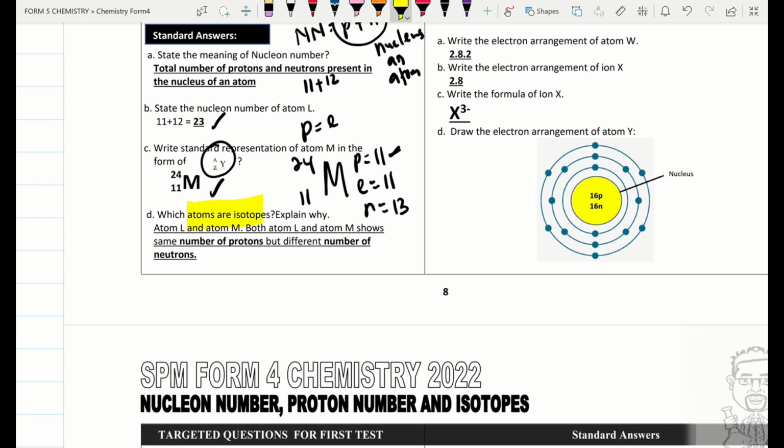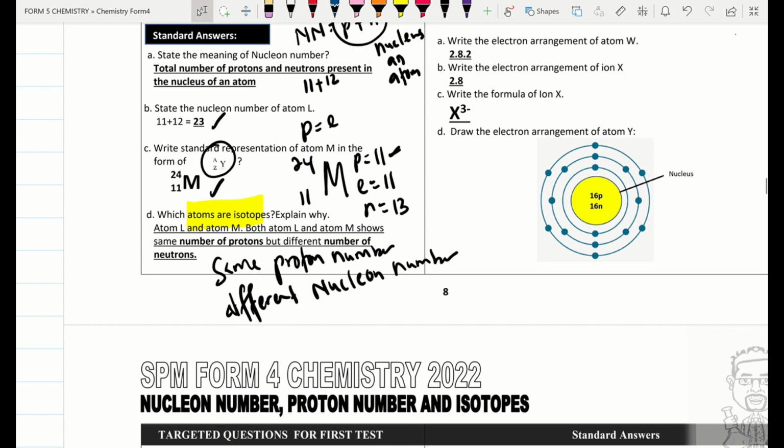So we try to check which of the following atoms are isotopes. Isotopes have the same proton number but different nucleon number. They have the same number of protons but different number of neutrons.